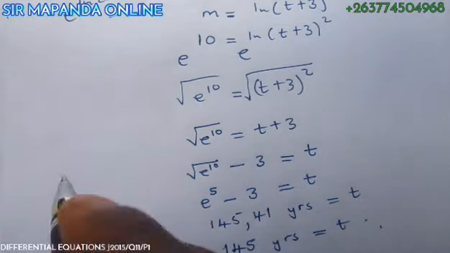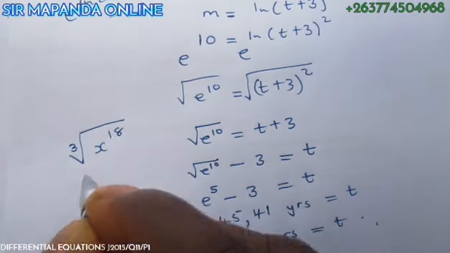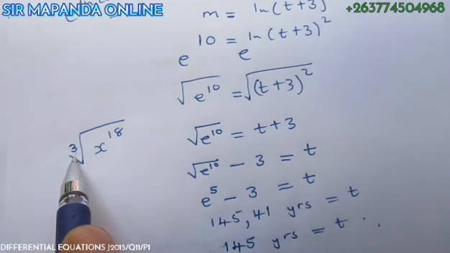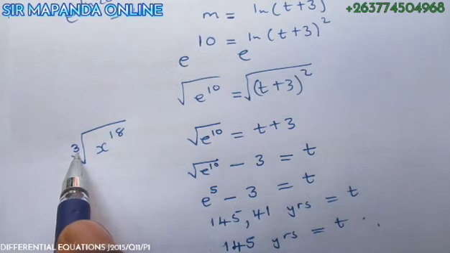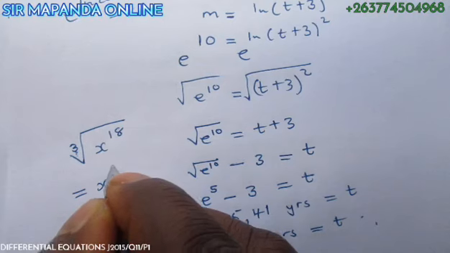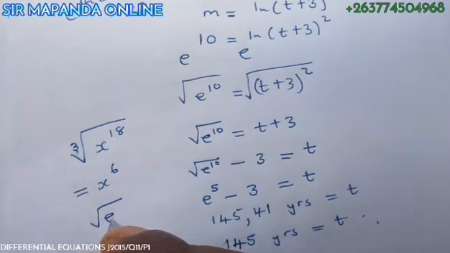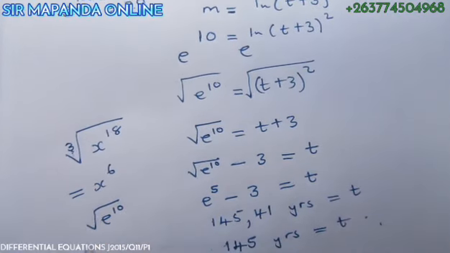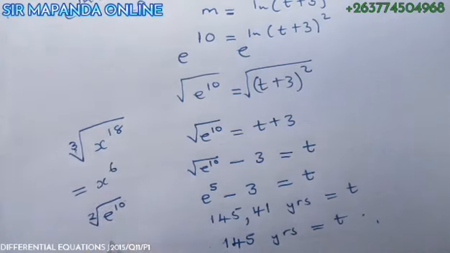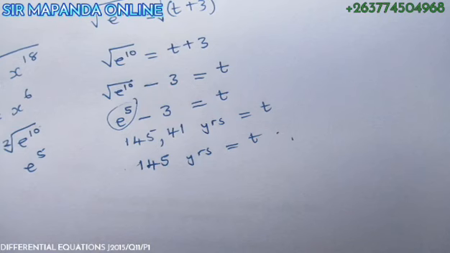Right, I want you to notice something. If you have cube root of x to the power of 18 and you want to simplify it, the number on the corner of the root sign divides the power. So 3 into 18 you get 6. It gives you x to the power of 6. So e to the power of 10, to find square root, if you have square root, it simply means we have got a 2 at this corner. So what is 2 into 10? You get 5. So this is how I obtained e to the power of 5.